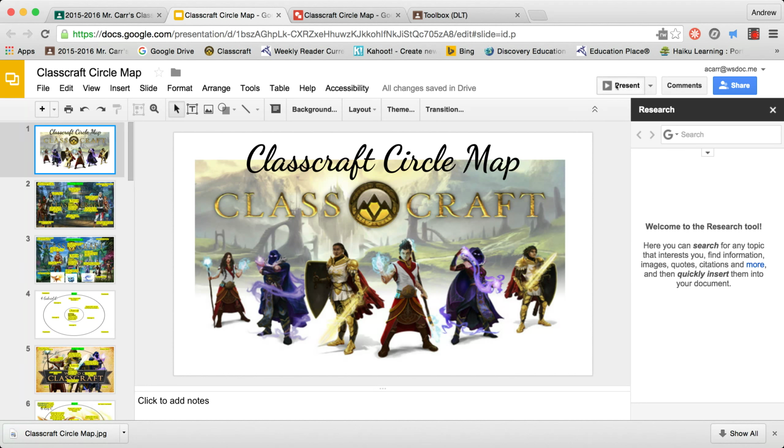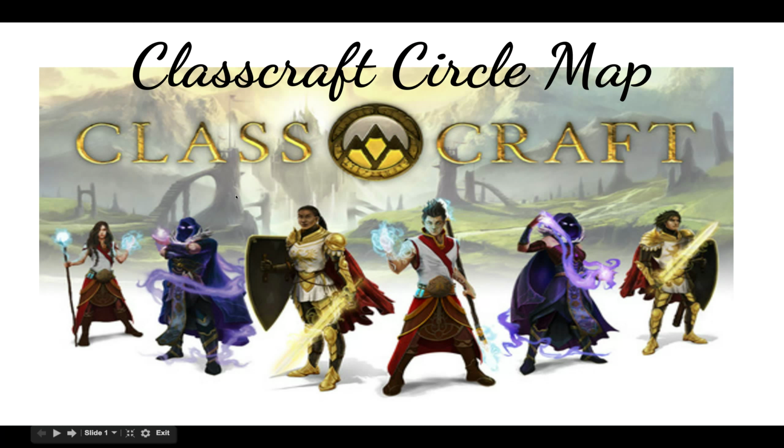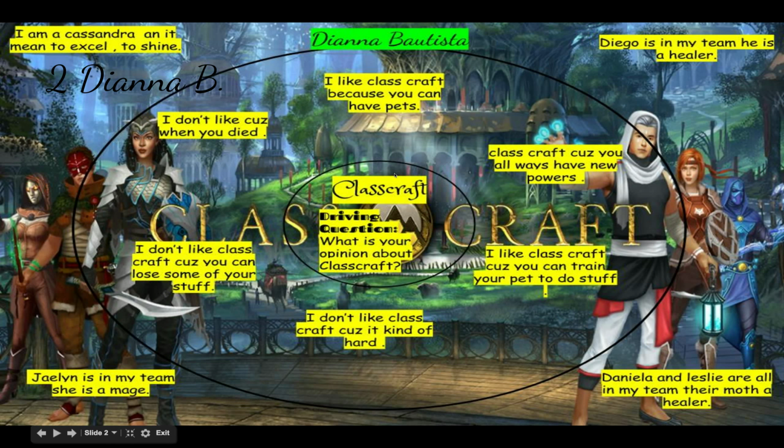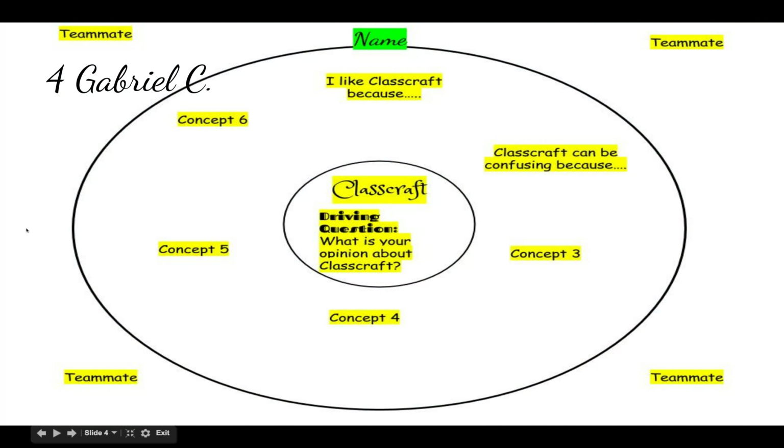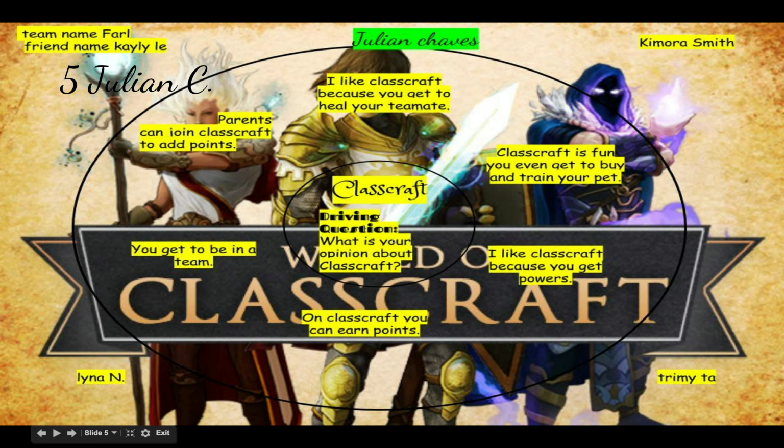And this is what a class book would look like. I changed the title, so I put Classcraft Circle Map. I put a little picture on the front there for the cover. This is what the first student's work looked like. This was Diana B. This is Karen's work right here. So she wrote what the things she liked about Classcraft or how she felt about it. This is the one that I just inserted. This one is Julian, so he has a different background and he has his ideas that he wrote.